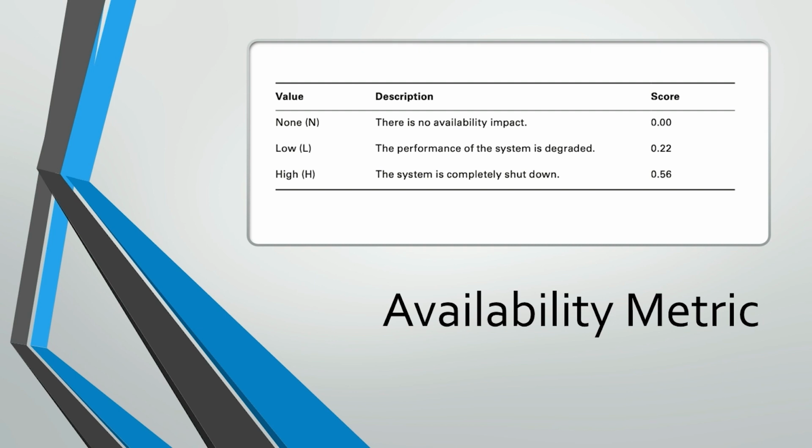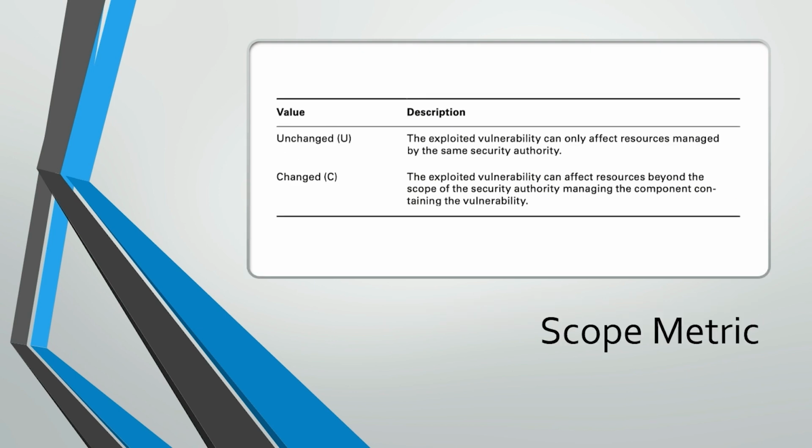Right. So, but that's availability. That's a fun one for availability. Scope metric, right? The exploited vulnerability can only affect resources managed by the same security authority, or the exploited vulnerability can affect resources beyond the scope of the security authority managing the component containing the vulnerability.